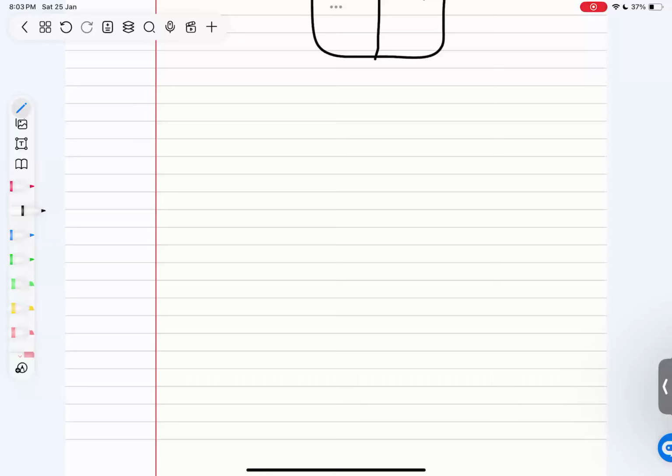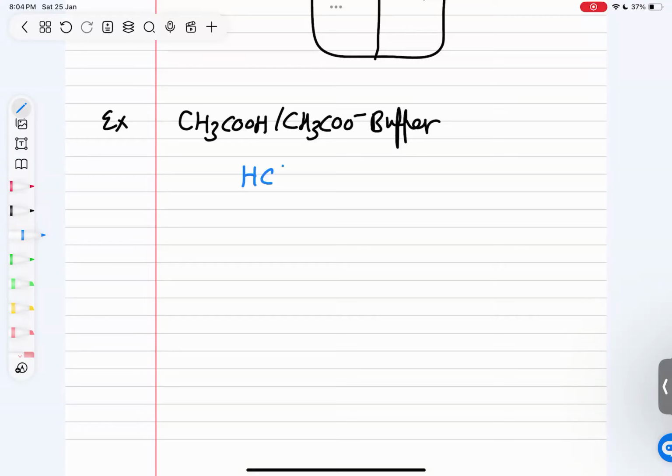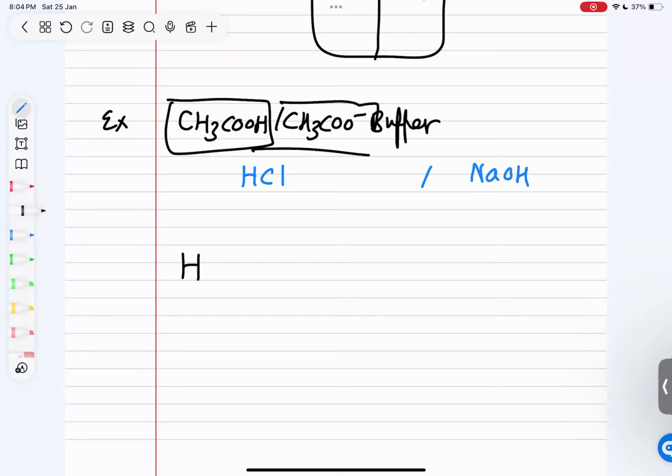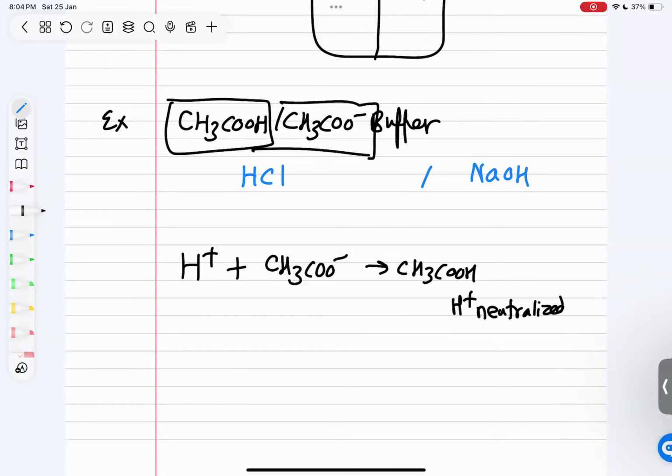The sample question is asking: if I have a buffer of CH3COOH with CH3COO minus, how does it work if I added a few drops of HCl or a few drops of sodium hydroxide? So again, the buffer is made from two parts. If I added HCl, so H plus, to the buffer, the CH3COO minus part of the buffer is going to react with it to form CH3COOH. So the H plus is neutralized and there is no effect of adding it.